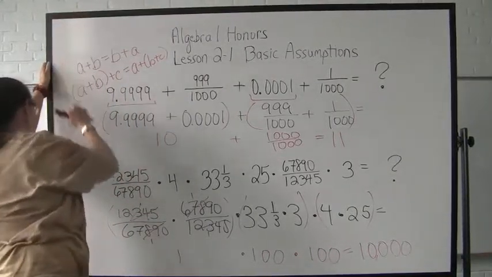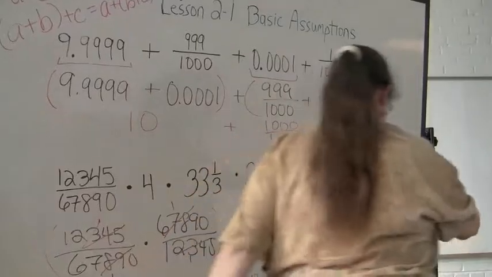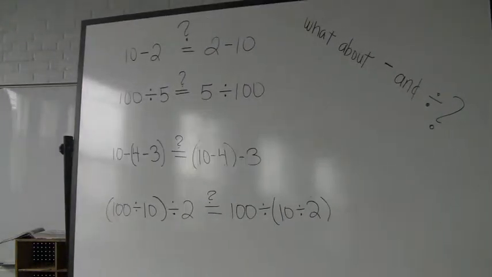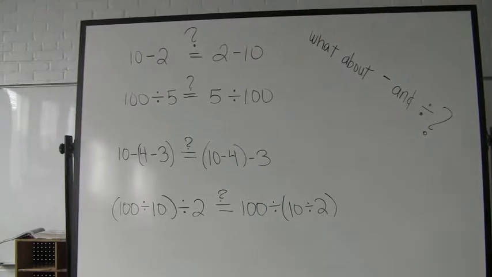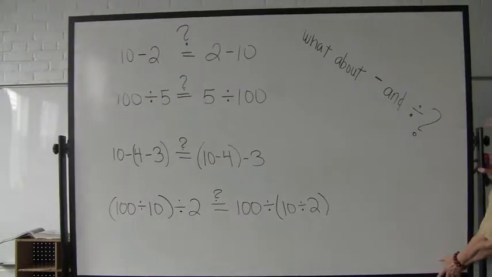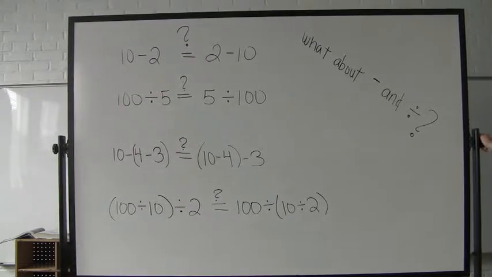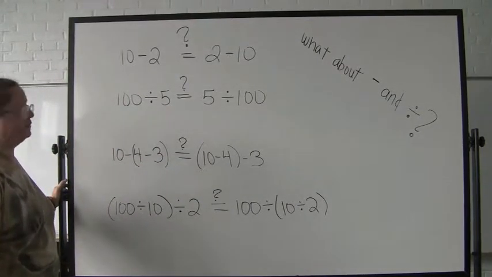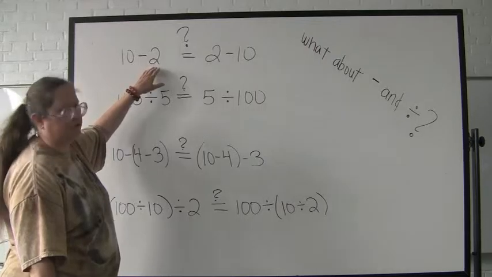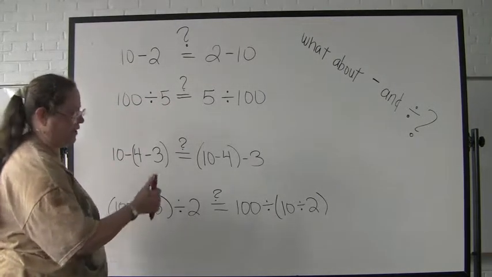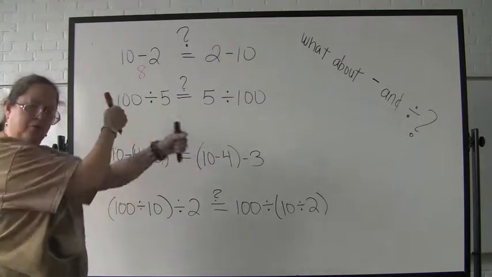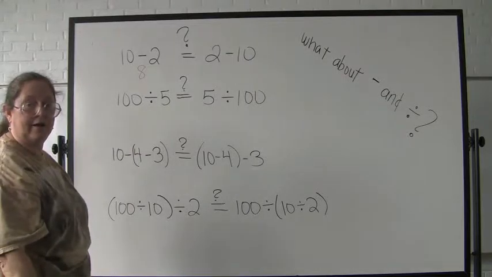Let's look at that. All right. Let's see if those properties work for subtraction and division. If we have 10 minus 2, well, 10 minus 2 is 8. $10, you take away 2, I got 8 left. Let's commute those two numbers. Let's swap their places and see if we get the same answer.